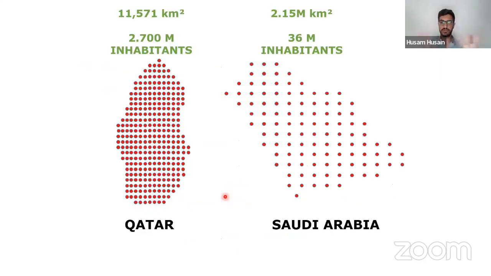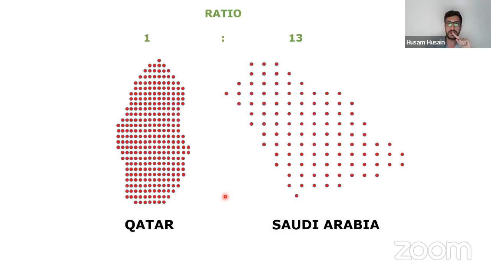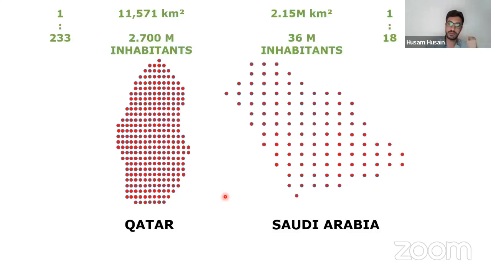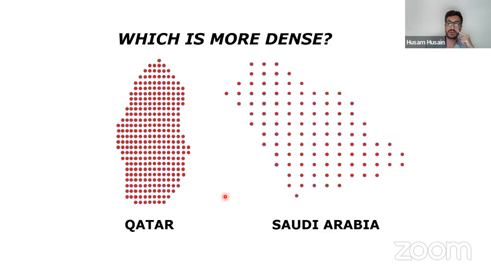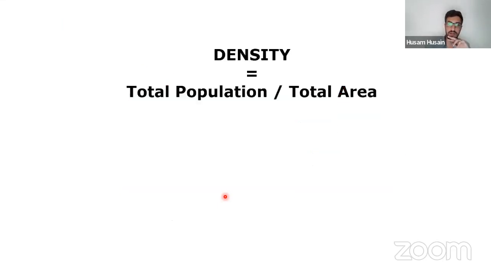And putting both Saudi and Qatar next to each other, we can simply understand that Qatar is more dense than Saudi Arabia. And the ratio is 1 to 13 in terms of numbers. So the question is, which is more dense, Qatar or Saudi Arabia? The answer is clearly Qatar. Anyway, in order to calculate the density, as now we understand what is the meaning of density, distribution of people in the area.